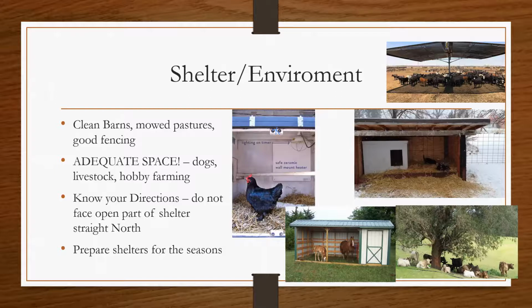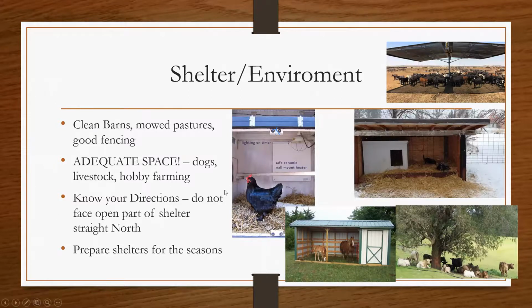Up top, you see a feedlot, and they have a giant shade canvas, and that allows for all of those cows to stand in the shade, but it also allows for easy cleanup underneath it. There's no walls or anything to go around. So that's a great shelter for that space. Right.